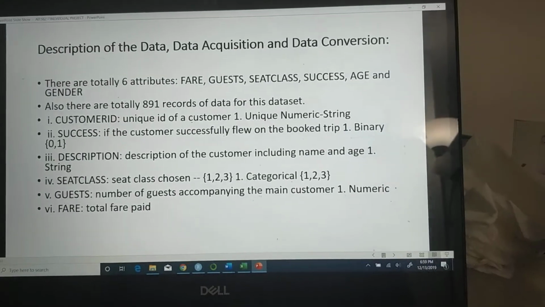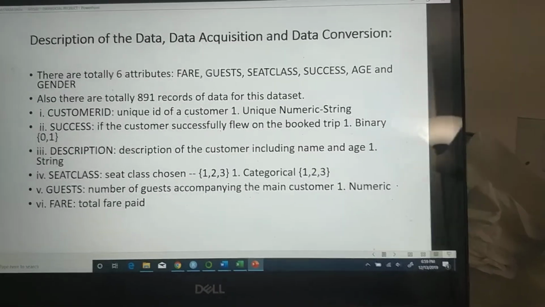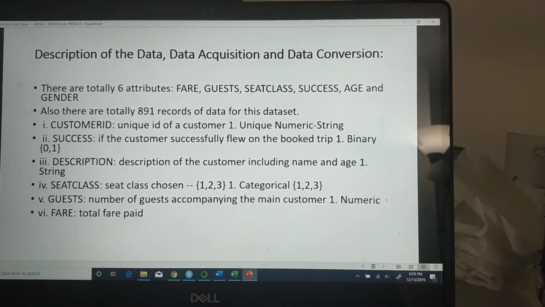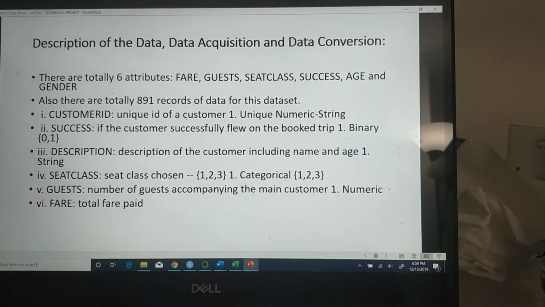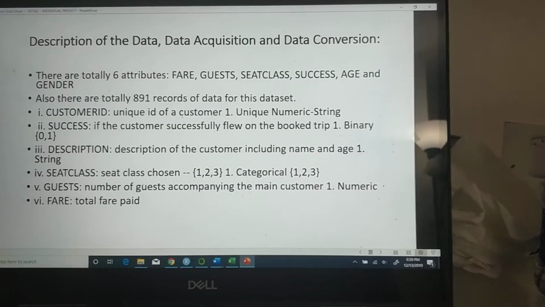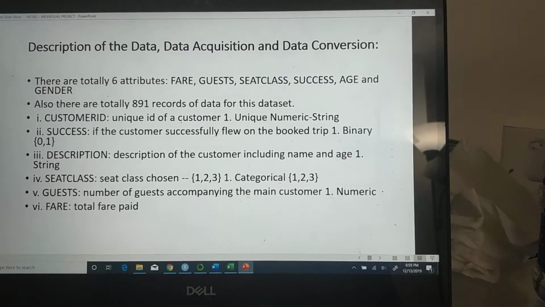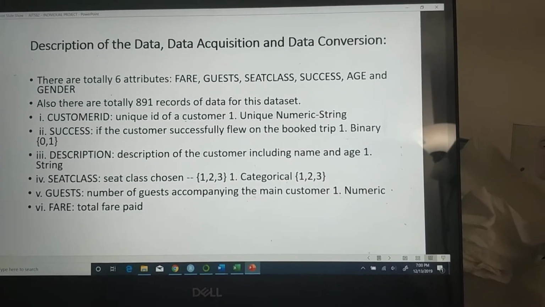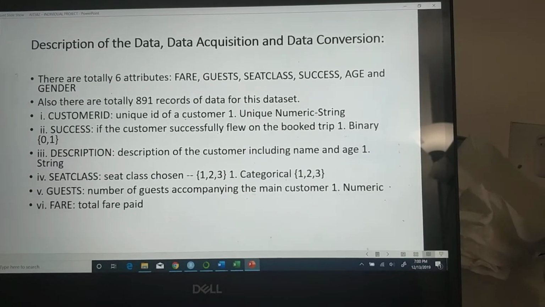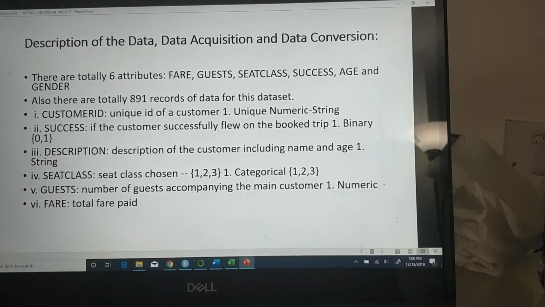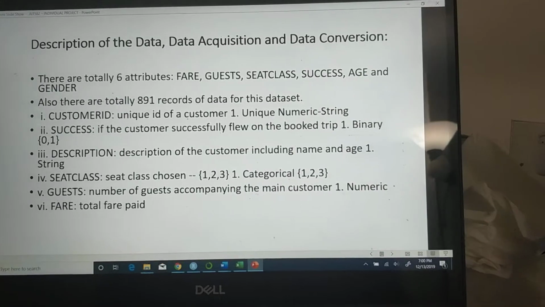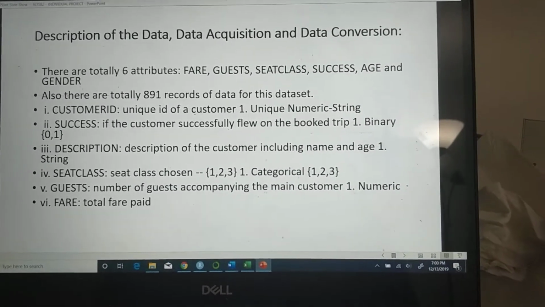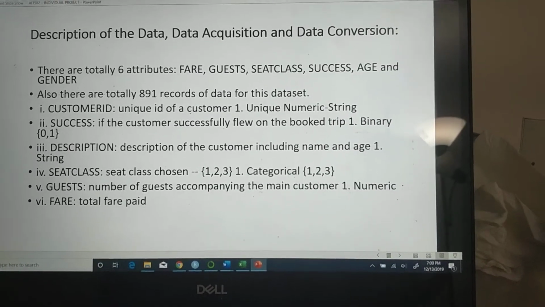Coming to the dataset, it is in JSON format, and it has 6 different attributes, which are the fare, guests, seat class, success rate, age and gender, and there are 891 records in total. We have given the explanation of each attribute here. Customer ID refers to the unique ID of the customer. Success rate tells us if the customer who booked the flight did choose to fly with this airline or didn't fly with this airline.